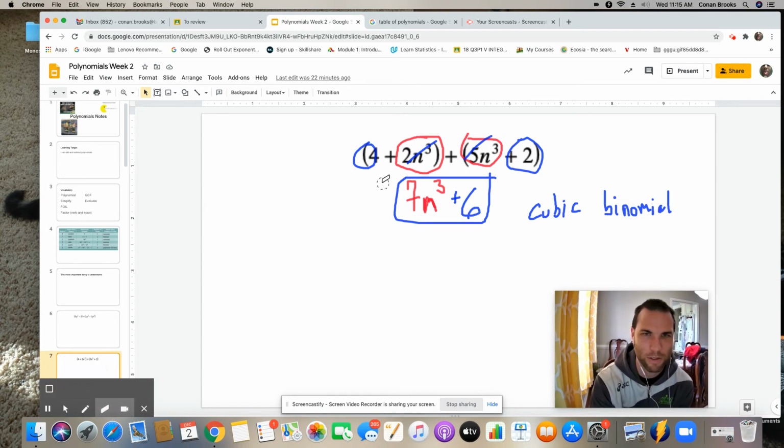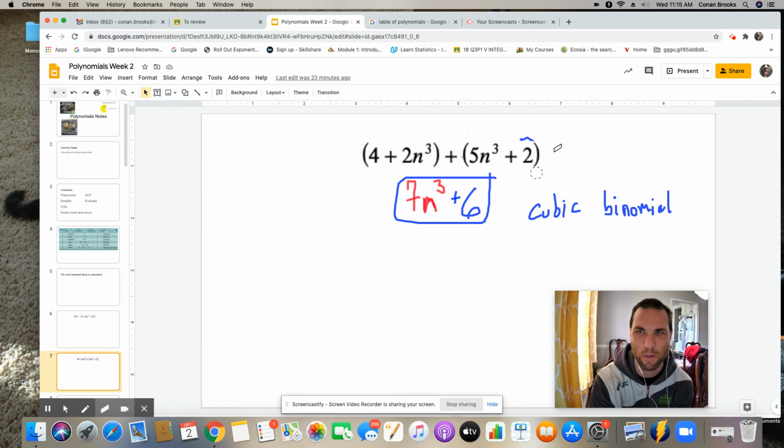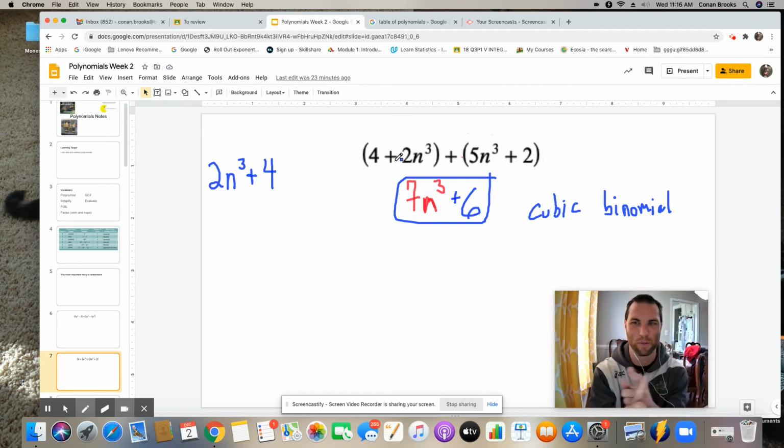I'm going to erase some of my markings so we can have a fresh palette somewhat. And I'm going to rewrite it vertically. What I'm going to do is write them in standard form, and match up in columns all the different types of polynomials. So it would be 2n cubed plus 4. Now keep in mind, this is the commutative property. It doesn't matter if you say 4 plus 2n or 2n plus 4. It's the same, right? You can commute.